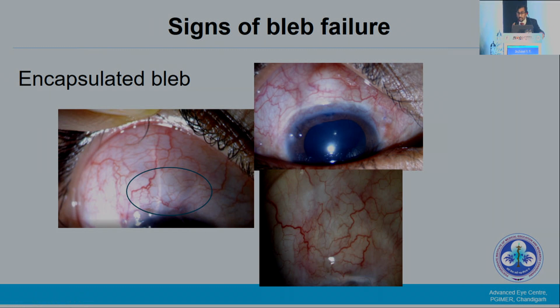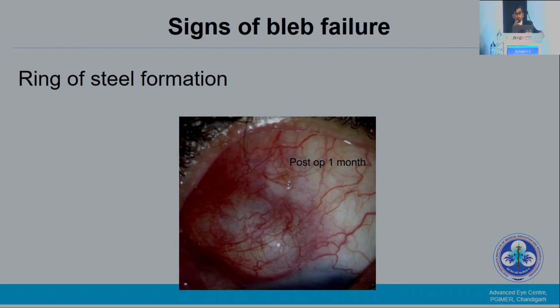So these are the major signs: fluctuations in IOP, very low or high IOP postoperatively, hyperemia, vascularity, bleb size, and cyst formation. One can have a ring of steel formation because the fluid is confined to a very localized area, and there is adhesion between the conjunctiva and sclera peripheral to that. That leads to a ring of steel appearance. All the fluid is going only here. So one needs to tackle this as early as possible to get a good outcome later on.